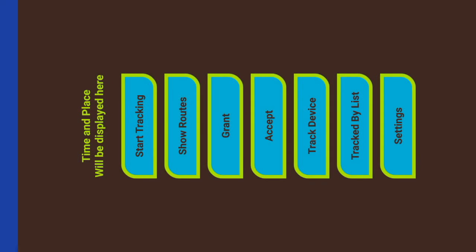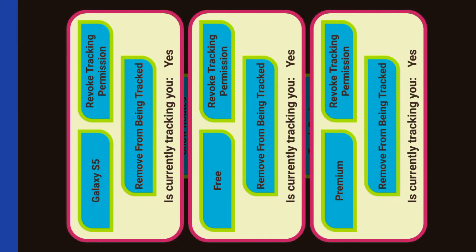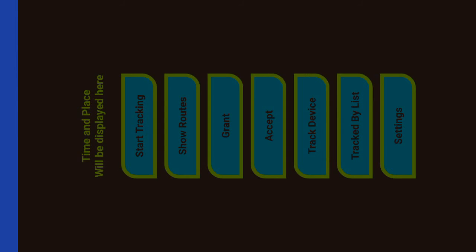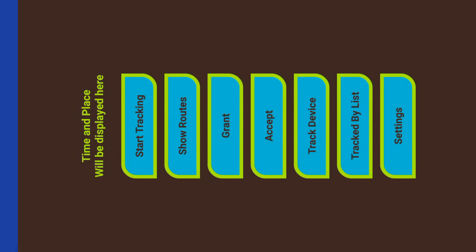So just to review that, for example, on the tracked by list, click revoke tracking. That means you will no longer be able to be tracked by that device. If you click one of the buttons that says remove from being tracked, that will remove you from the list altogether. And if you want to be tracked by them again, you have to go through the same grant and accept process. So that's basically a summary of how this application works and what it can do.